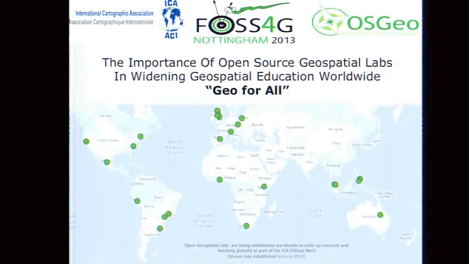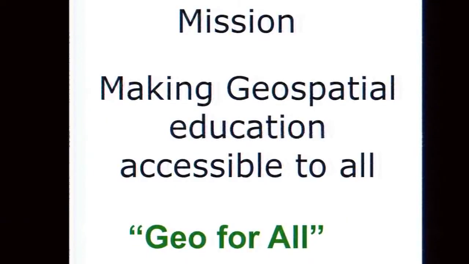We now have around 40 labs, but the whole idea is that from very humble beginnings, we started adding more and more universities, establishing more and more labs in universities worldwide. So what is our key aim and key mission? The key mission for all of us in the EDU community is to make geospatial education accessible to all.